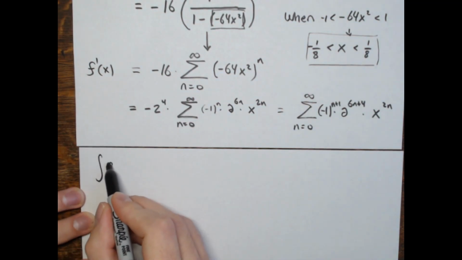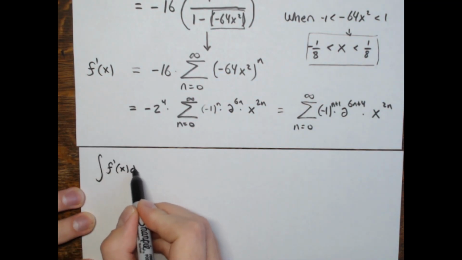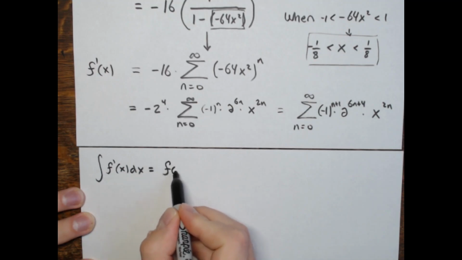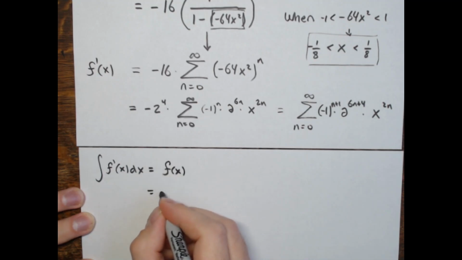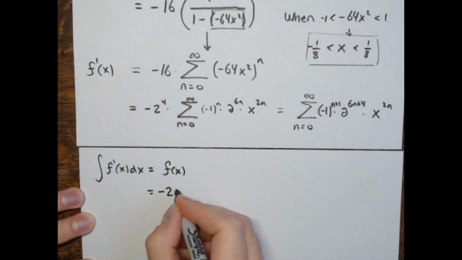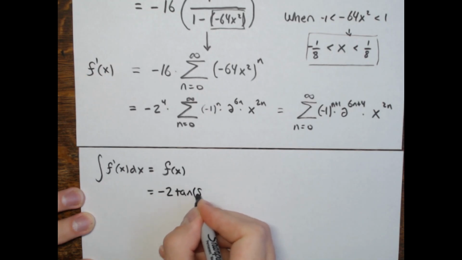Let's integrate that. The integral of f prime with respect to x would just be f. So we're getting a series that will represent negative 2 times the inverse tangent of 8x.